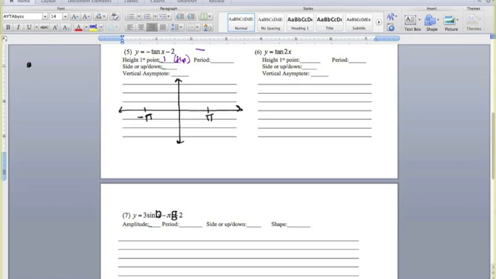The period for tangent is just pi divided by b. So that is important to note. Sine and cosine we do 2 pi, but tangent we just do pi. Okay, tangent is a faster moving graph. What is b? 1. I did actually write b, it just looks like a different letter.